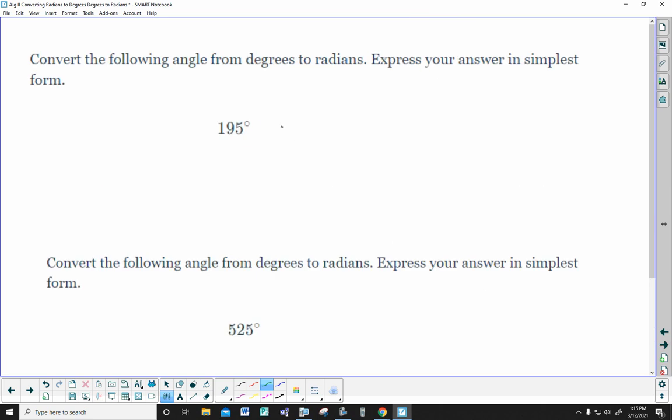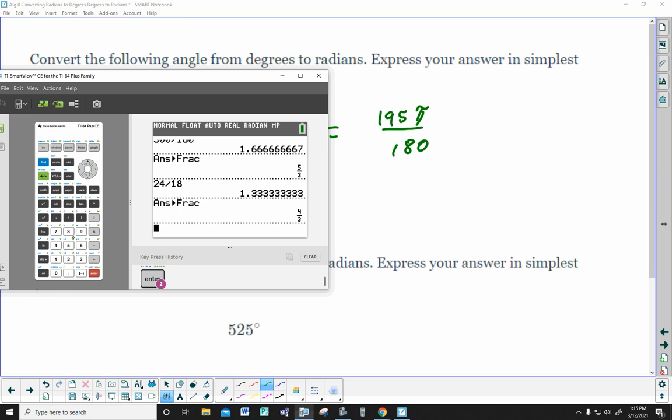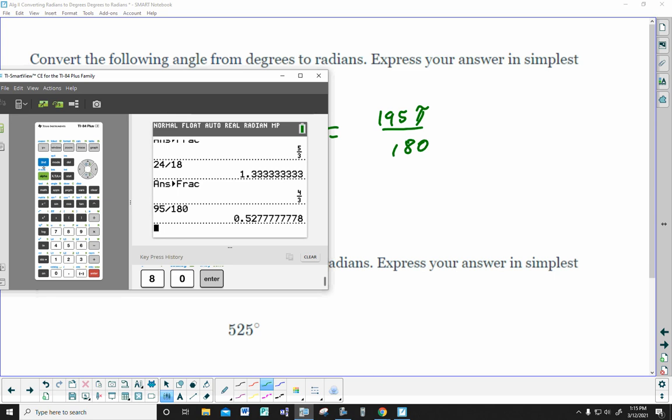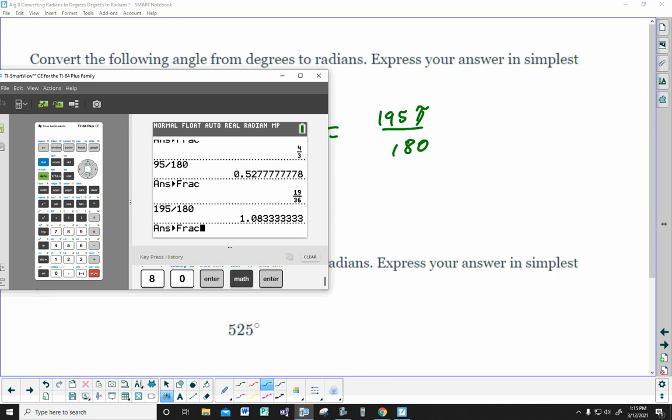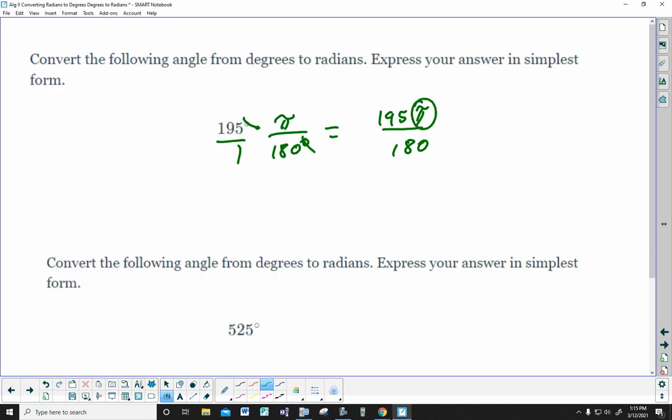Convert 195. So radians on top, degrees on the bottom. So degrees will cancel. So right now I'm left with 195 pi over 180. And I don't know what that's worth. No idea. So you go 195, don't type the pi in. You get this funky decimal. And so then you go Math, enter, enter. Oh, I typed it in wrong. I typed in 95. Okay, let me do that again. 195 divided by 180. Sorry about that, you guys. Then you go Math, enter, enter. So the pi is still there. So you got 13 pi over 12 would be your answer. Okay?